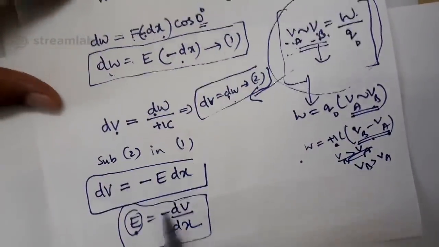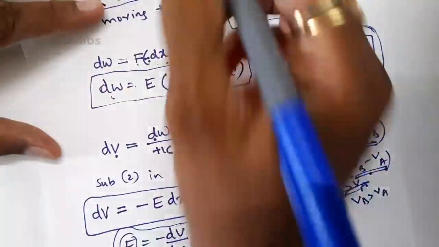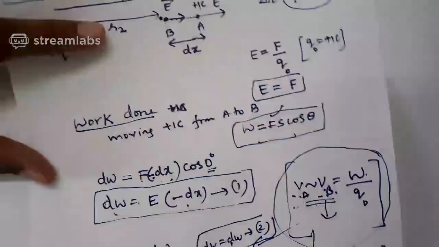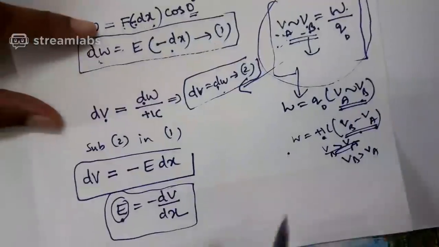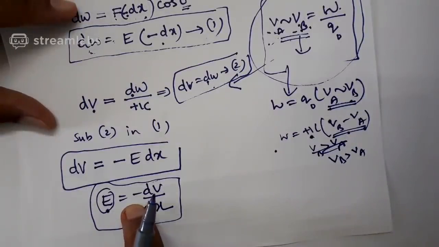This is the relation between electric intensity and electric potential, where E is the electric field in the region between A and B, dV is the potential difference between the 2 points A and B, and dx is the distance of separation between the 2 points. Again, the importance is what is the meaning of the negative sign also. I will tell you, wait for some time.